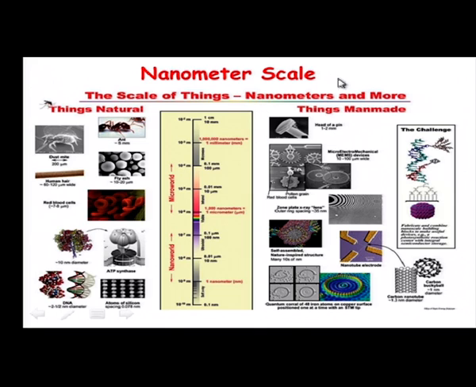And this is a table showing the nanometer scale and the scale of things in nanometers and more. We can see these are the nanometers, and these are the man-made things. For example, we can say it is 1 nanometer and ranges up to 0.1 millimeter. Therefore, there are two kinds of world: one is the nano world, another is the micro world. The nano world ranges from 0.1 millimeter to 10 power minus 9 meter, whereas the micro world ranges from 10 power minus 4 meter to 10 power 6 meter.